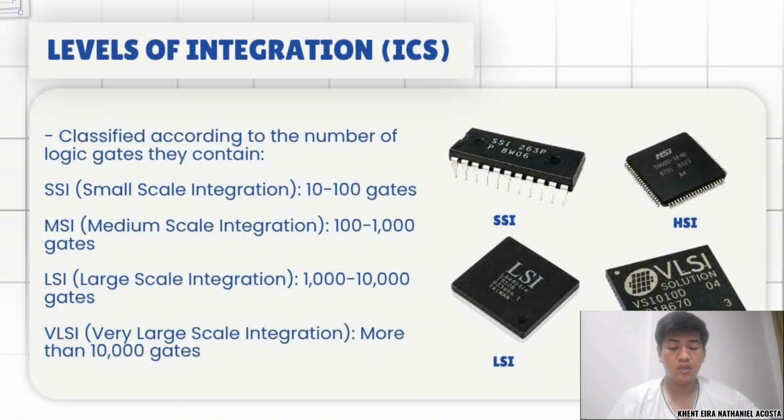The first one is the SSI, small scale integration, that has 10 to 100 gates. The second one is the MSI, or the medium scale integration, that consists of 100 to 1000 gates. The third one is the LSI, or large scale integration, that consists of 1000 to 10,000 gates. And the last one is the VLSI, or very large scale integration, that consists of more than 10,000 gates.